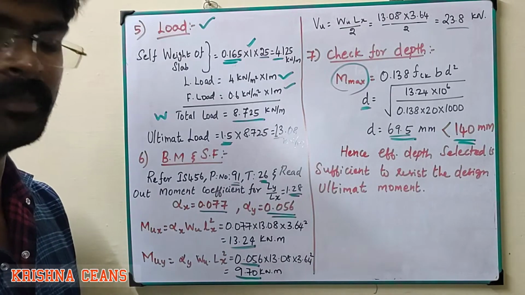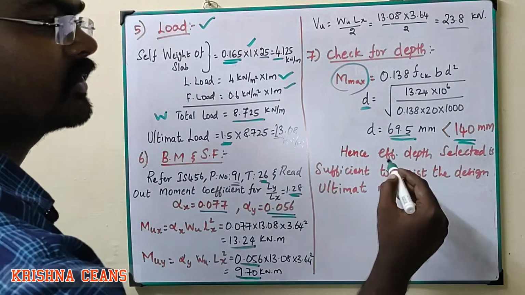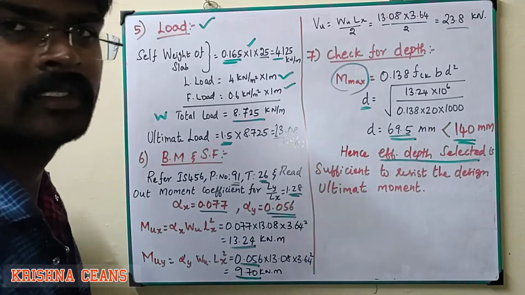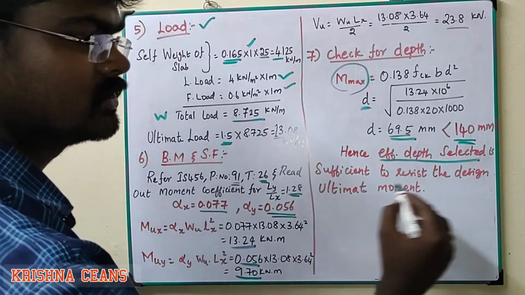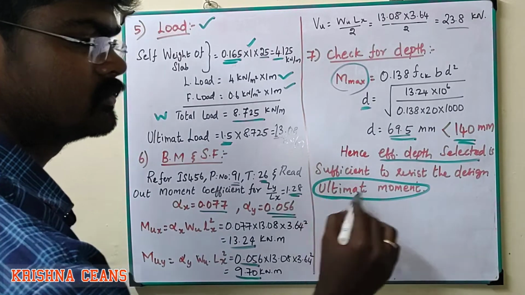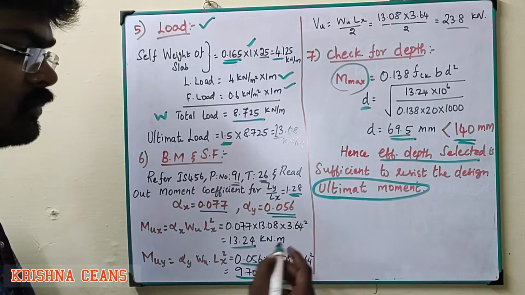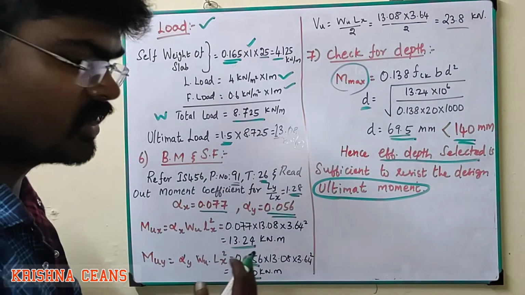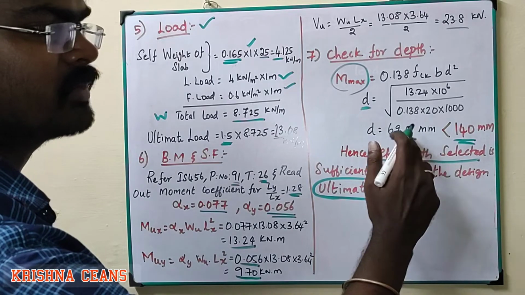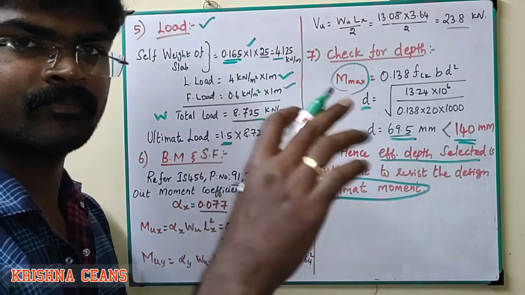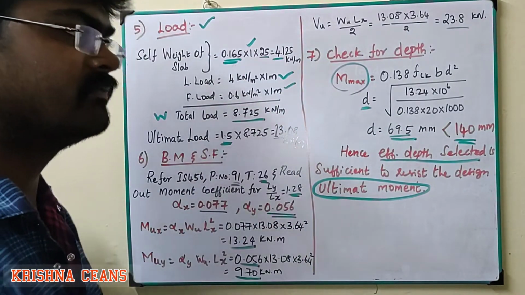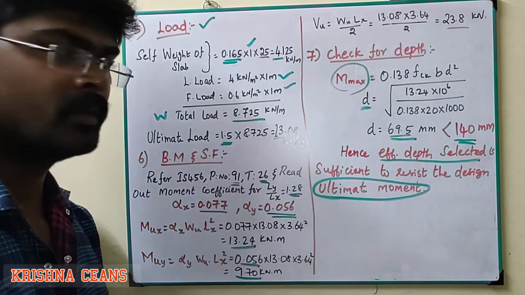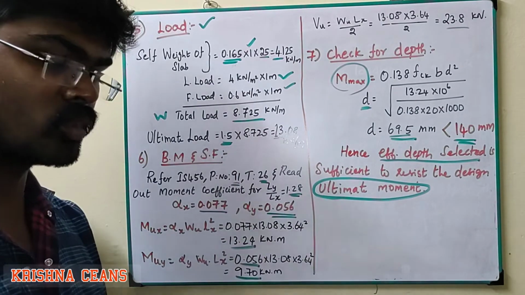So that is almost double. Hence the effective depth that we provided is sufficient to resist the ultimate moment. Our ultimate moment is 13.24. For the ultimate moment 69.5 mm is enough for the effective depth, but we provided 140 mm, which is more than enough.